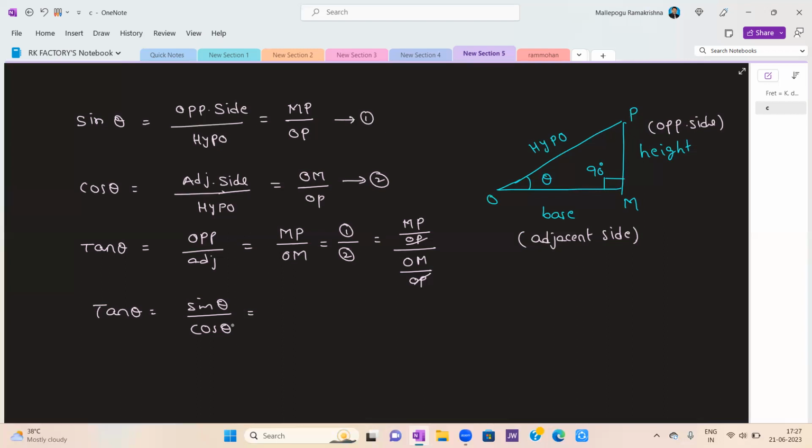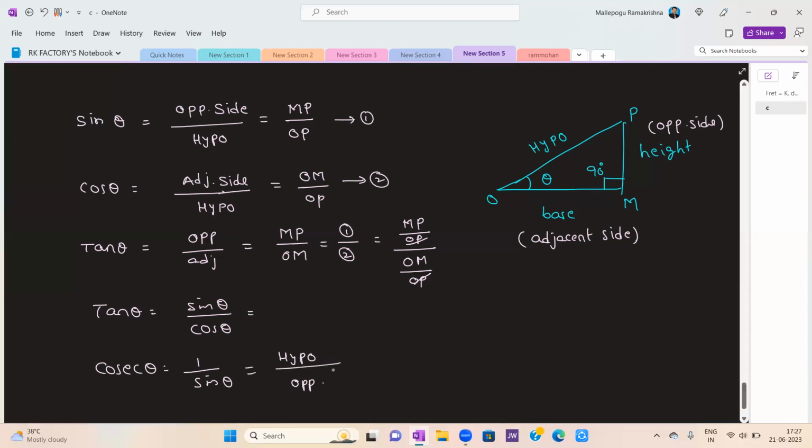And whatever is opposite to the sine, the cosecant theta. Cosecant theta is the inverse of sine. 1 by sine theta is going to be cosecant theta, meaning hypotenuse by opposite side. This is the cosecant.